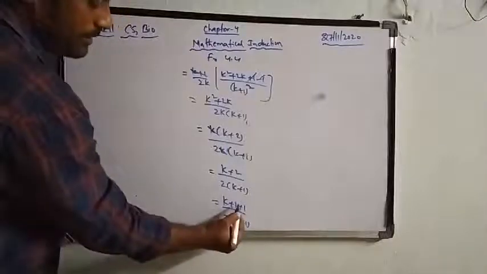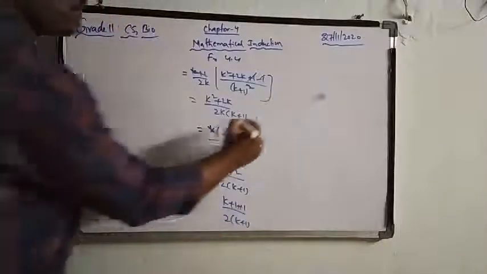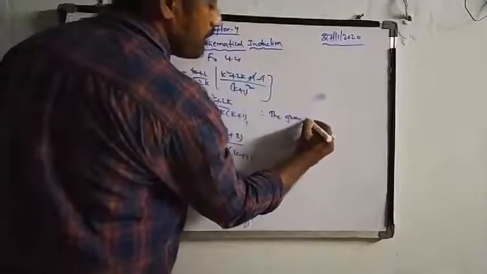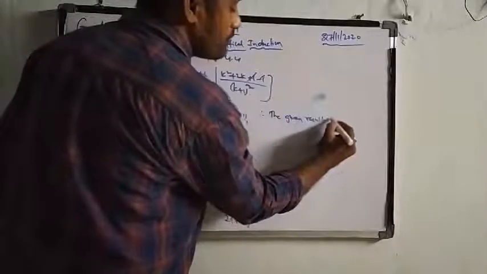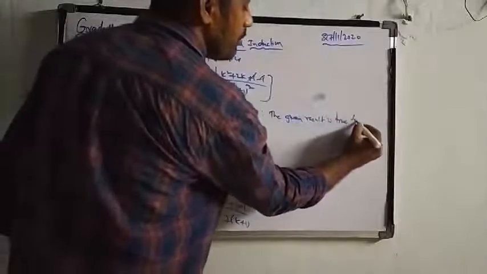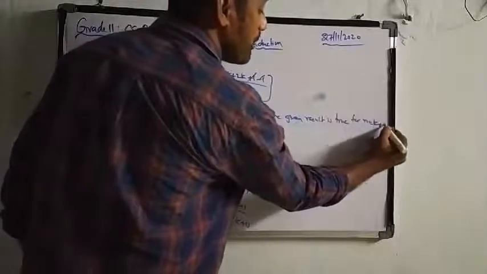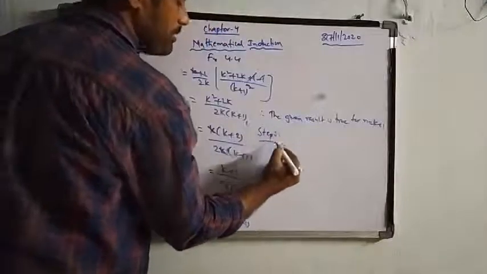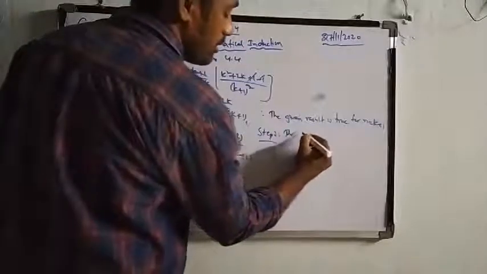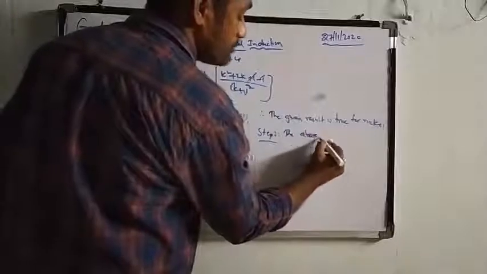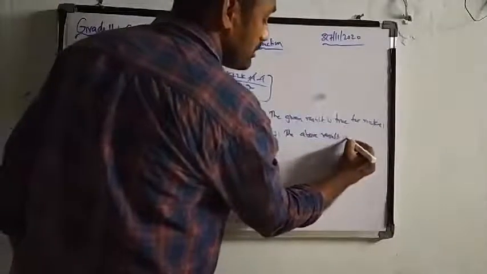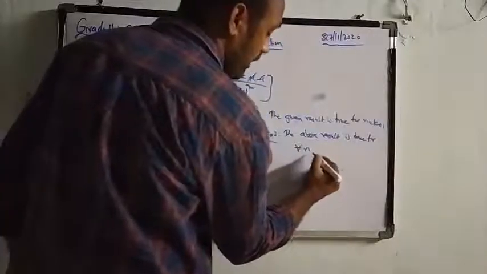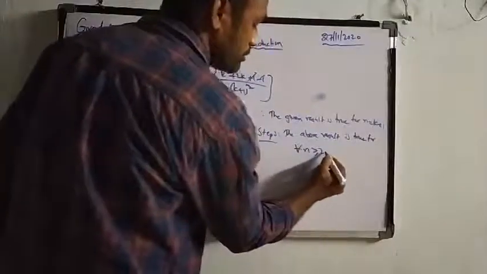Therefore, we have proved that in place of n, we got it as k plus 1. Therefore, the given result is true for n equals k plus 1. Step 3: the above result is true for all n greater than or equal to 2.